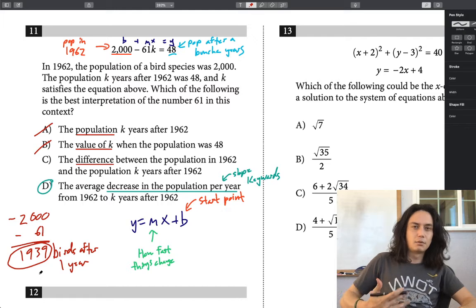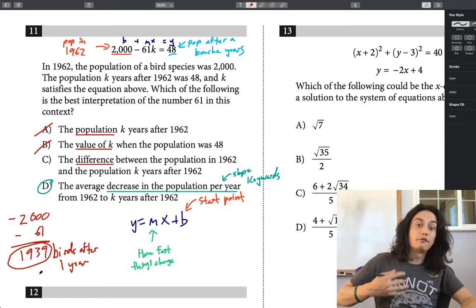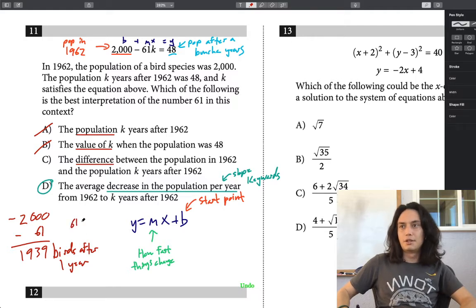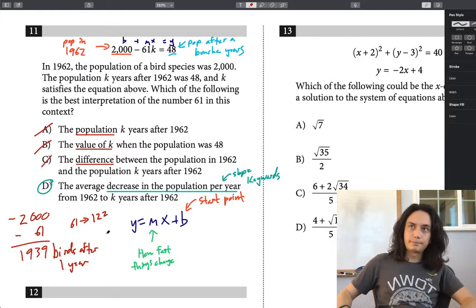It doesn't stay at 61. It changes by 61 every single year. The actual difference starts at 61 and then it gets 61 higher. So it's like 122, and then it gets higher and higher and higher. So that's what's wrong with C.